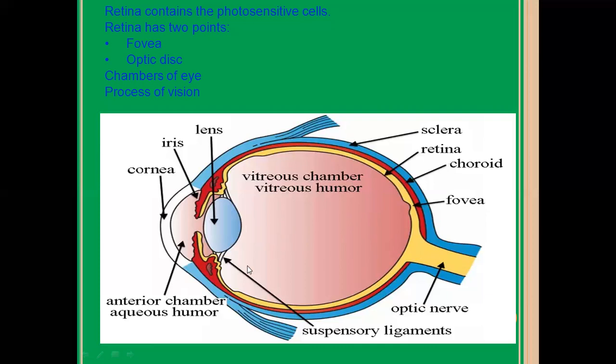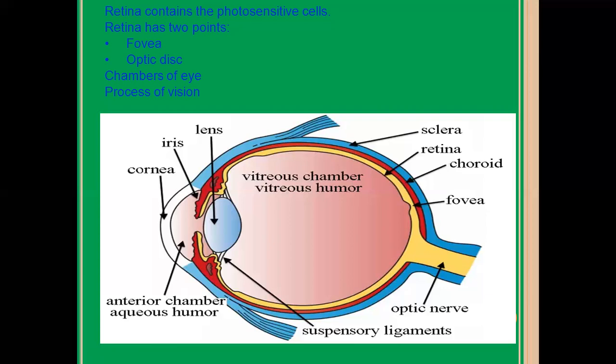How do rods and cone cells generate nerve impulses? We know that rods contain a pigment. That pigment is called rhodopsin. And how is rhodopsin formed? It is formed when opsin is converted into rhodopsin in the presence of vitamin A. If we have a deficiency of vitamin A, then it can cause poor night vision. We can't see at night, okay? And this problem is called night blindness.